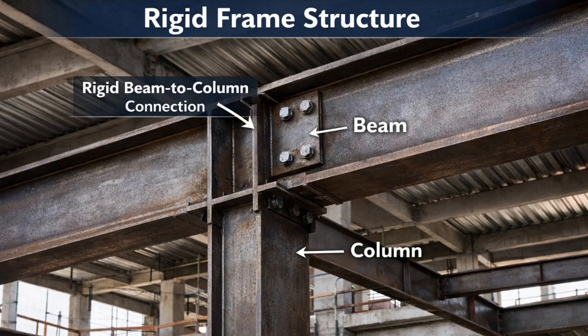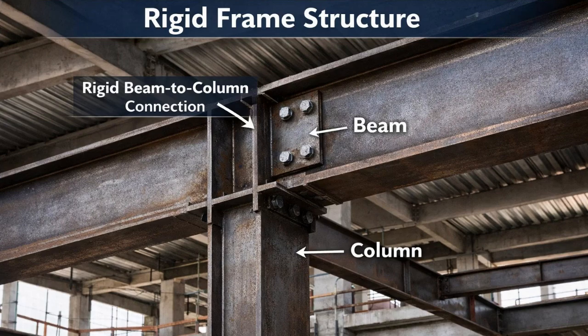First, let's talk about rigid frame structures. A rigid frame structure is a system in which beams and columns are connected rigidly. This means the beam-column joints are fixed and resist bending. In this type of structure, loads acting on the beam are transferred to the columns and then safely carried down to the foundation.